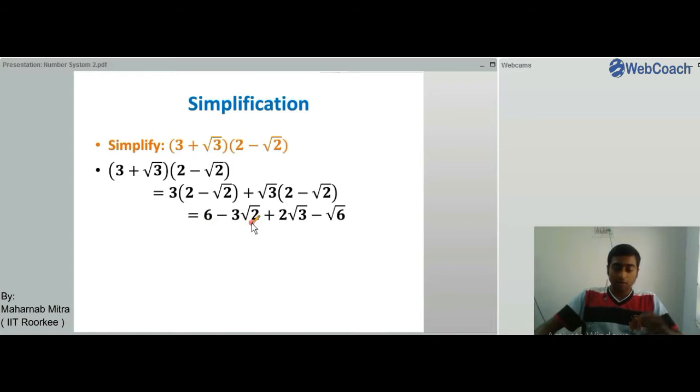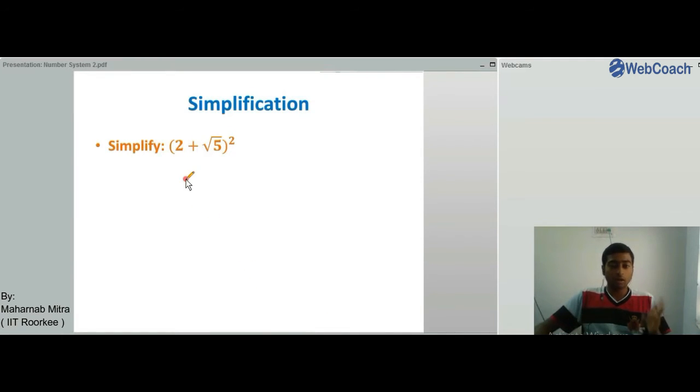And now you can see there is no term with only a rational number, there is no other term with square root 2, no other term with square root 3, and no other term with square root 6 apart from the terms given here. Right, so this should be our final answer, because we cannot operate on these square roots as the values inside the square roots are different. Right, now let's do one more example.